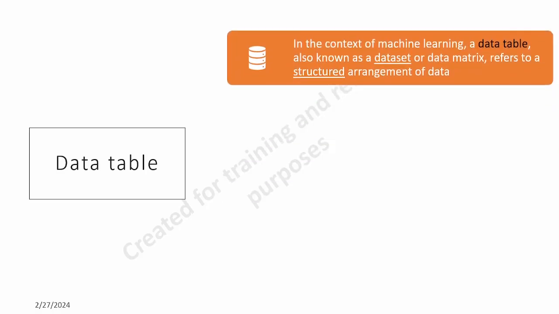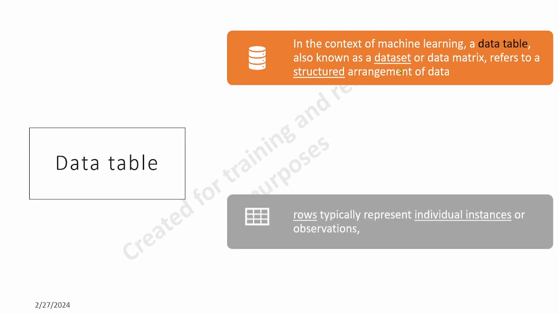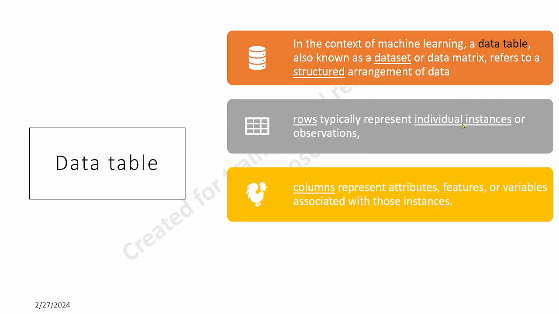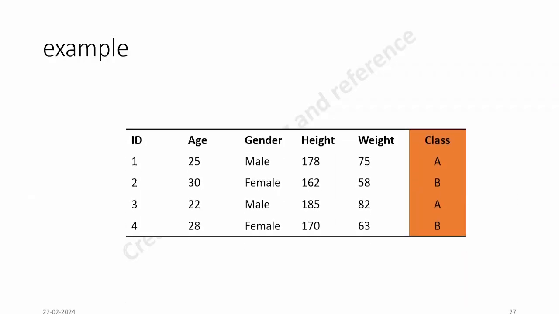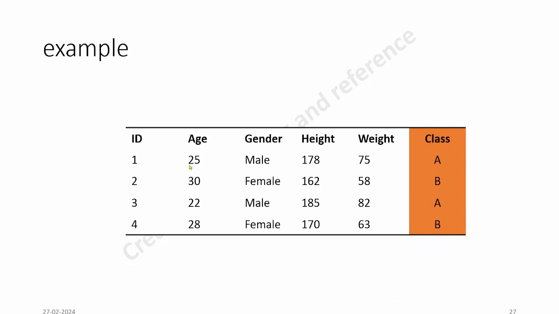So firstly, data table. In machine learning or any statistical analysis, we have to present the data in the form of a table, which is structured rows and columns. So rows will be your individual instances and the columns are the features or attributes. A data table is a fundamental block of information in machine learning and statistical projects. For example, this is your data of people, and people's attributes are given by age, gender, height, weight, and the class. We'll talk about the class very soon here.